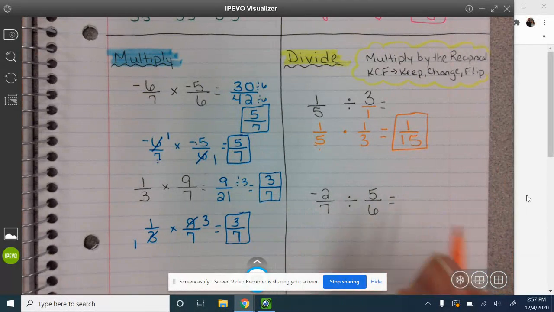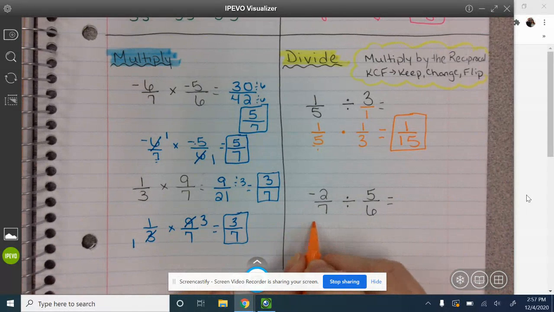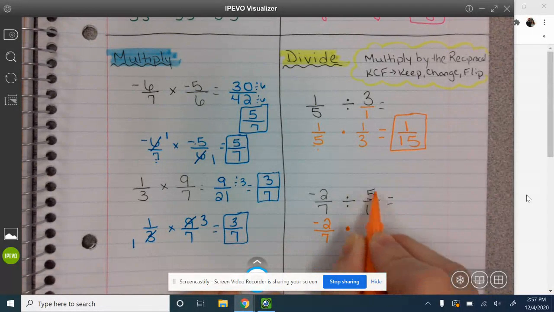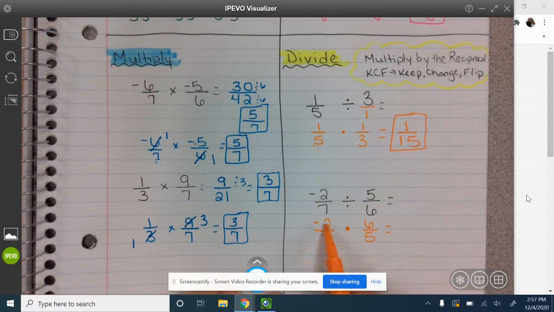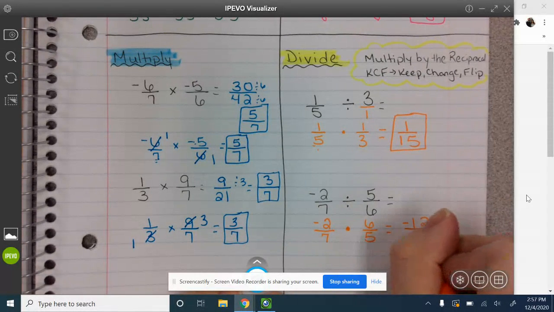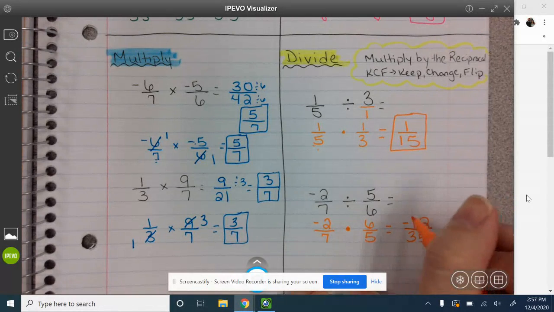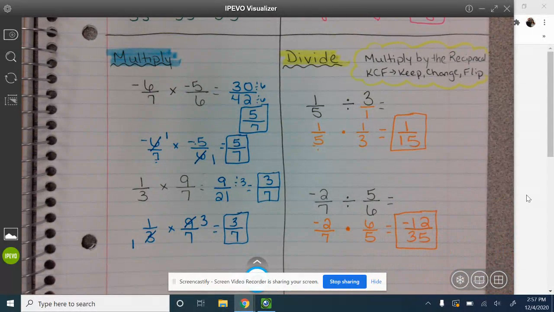Now, on the bottom one, if I do KCF, or multiply by the reciprocal, -2/7, division becomes multiplying. 5/6, flip it upside down, 6/5. -2 times 6 is -12. 7 times 5 is 35. My answer, -12/35.